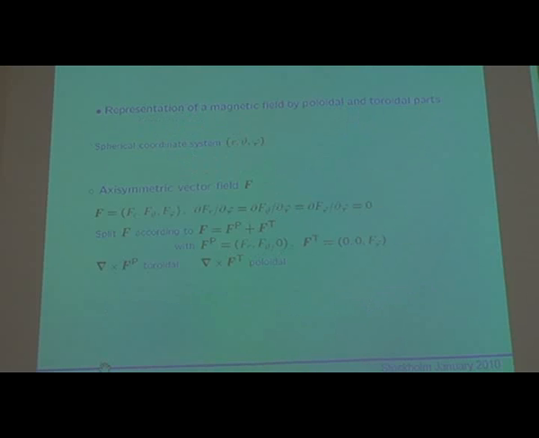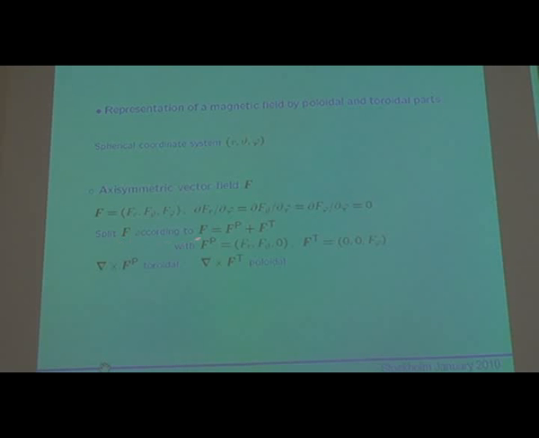Yeah, let me say a few words about the representation of the magnetic field by poloidal and toroidal parts. It is a useful representation of the magnetic fields in spherical and related problems. Consider a spherical coordinate system and consider first an axisymmetric, otherwise arbitrary field F, represented by the three components, and in a properly chosen coordinate system, Fr, F theta, and F phi don't depend on phi.